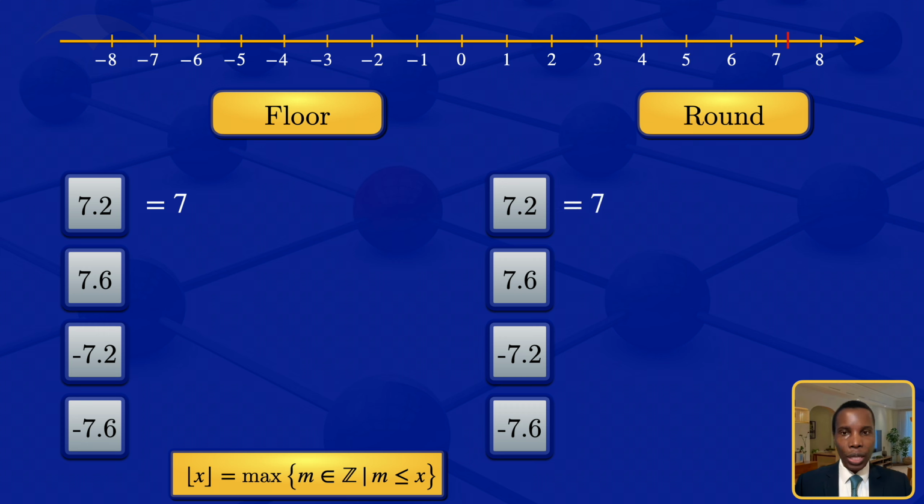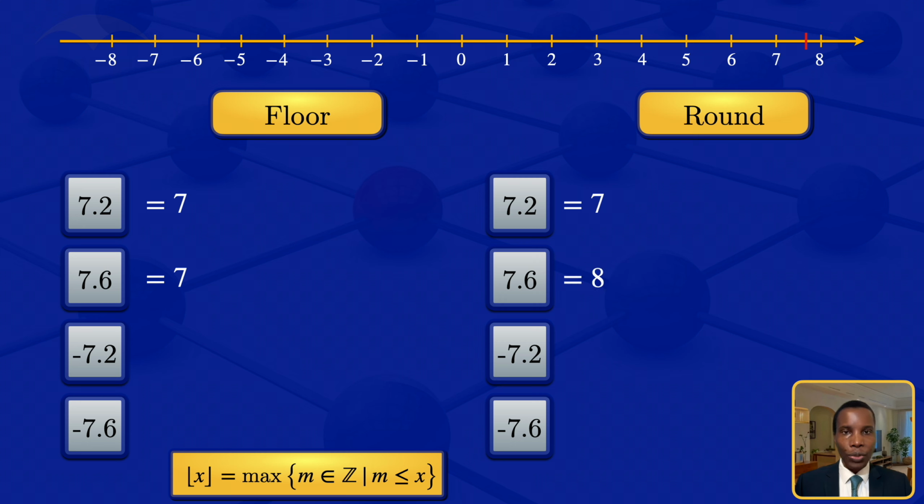And then I go on to 7.6. I will mark 7.6 on my number line, then go on and find the floor value of 7.6. For the floor value, we said we are looking at the number directly to its left. So the number directly to the left of the red marker is 7, so the floor value of 7.6 is 7. Then I round 7.6 to the nearest integer. The integer closer to that red marker on the number line is 8. So when you round 7.6 to the nearest integer, it gives us 8.